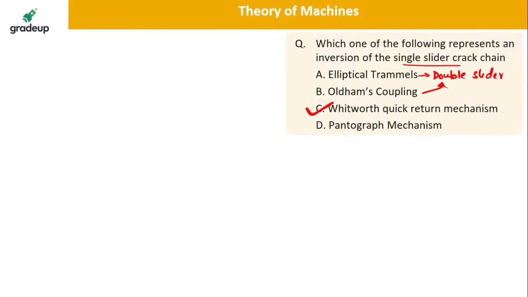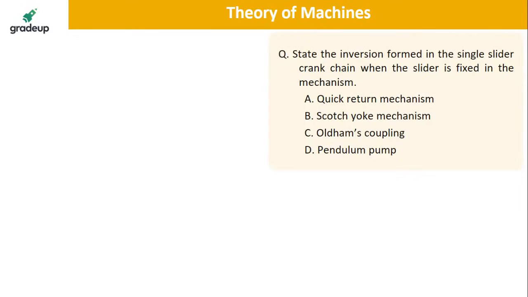Crank is fixed. Very good. State the inversion form in the single slider crank chain when the slider is fixed. You have to tell me, in a single slider crank chain, when the slider is fixed, what you are getting. Is it a quick return? Is it a Scotch yoke? Is it an Oldham's coupling, or is it a pendulum?